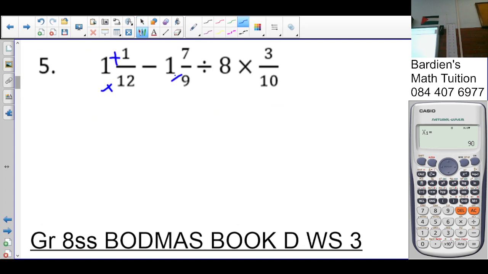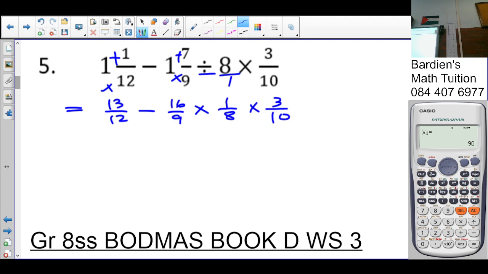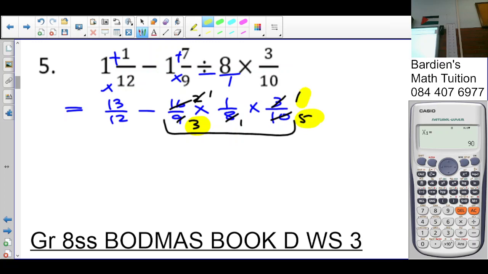Improper fractions. Not so? That I can also change to multiplication there. So what I have is 13 over 12 minus 16 over 9 multiplied by 1 over 8 multiplied by 3 over 3. What needs to be done first? Multiplication. So that goes. 8 goes into 8 once, 8 going into 16 twice. 2 going into 2 once, 2 going into 10, 5 times. 3 going into 3 once, 3 going into 9 thrice. What are we left with? 3 and 5. And the 1 on top, of course.